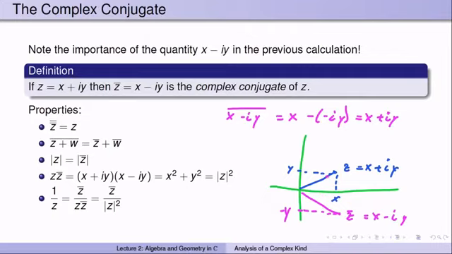So the complex conjugate is the number z, but reflected with respect to the x-axis. Now here's a property of complex numbers. If I take the complex conjugate of a sum of two complex numbers, I might just as well take the conjugate of z first, and then the conjugate of w, and then add those two numbers up. That's a property one easily verifies.